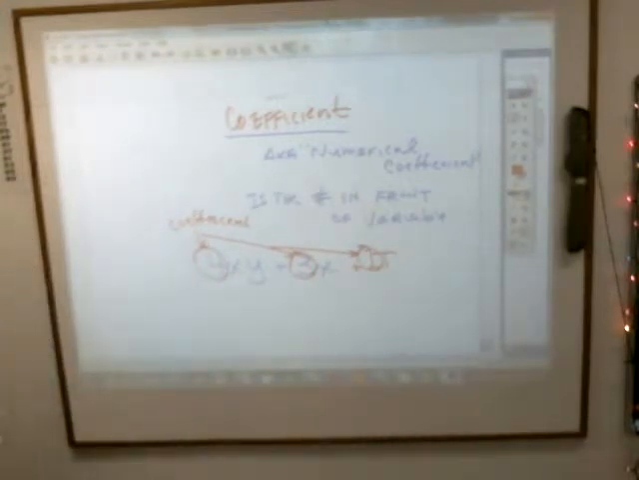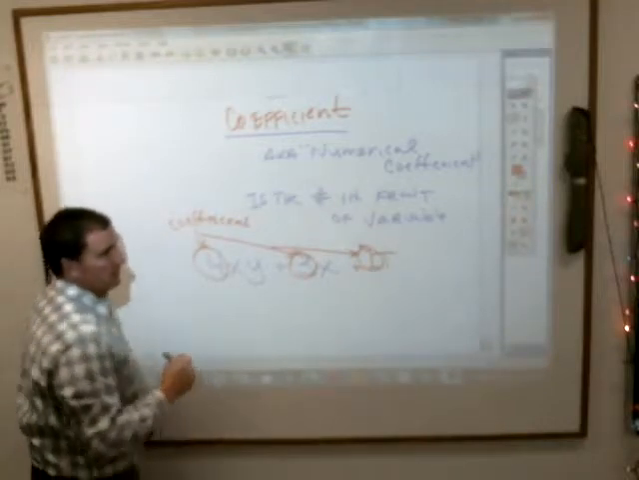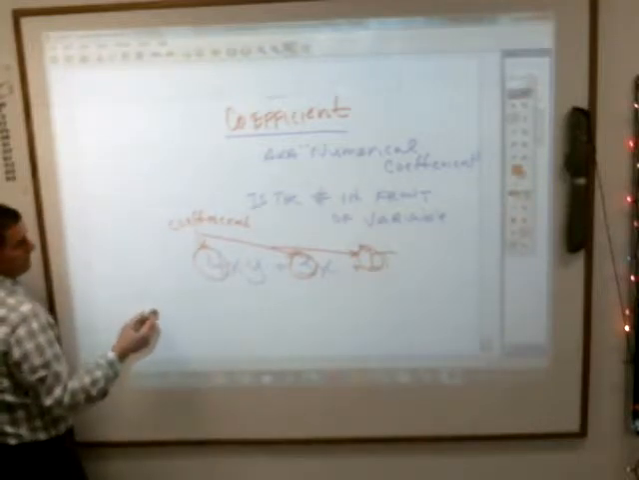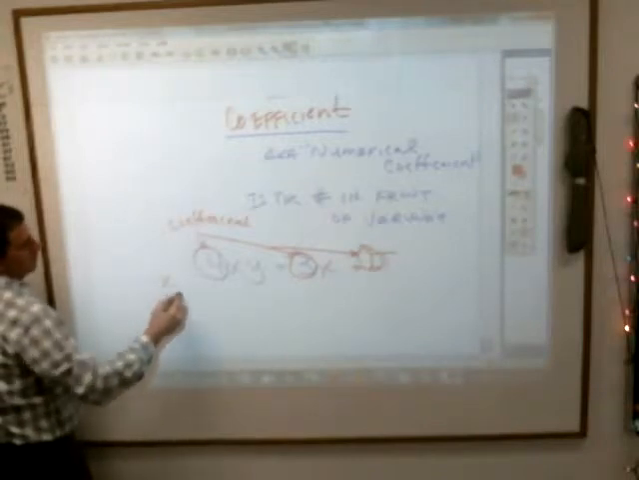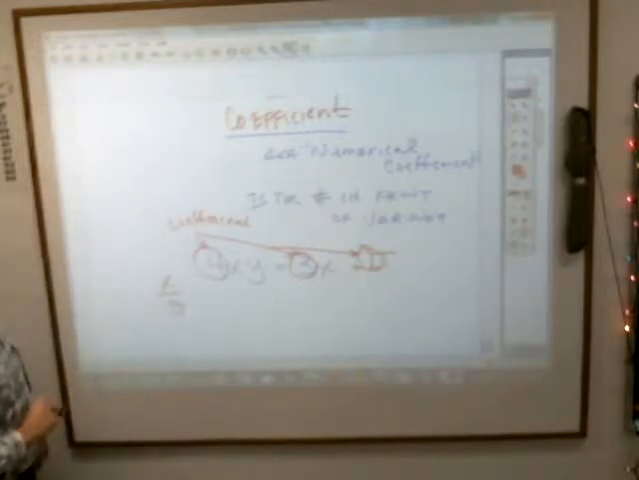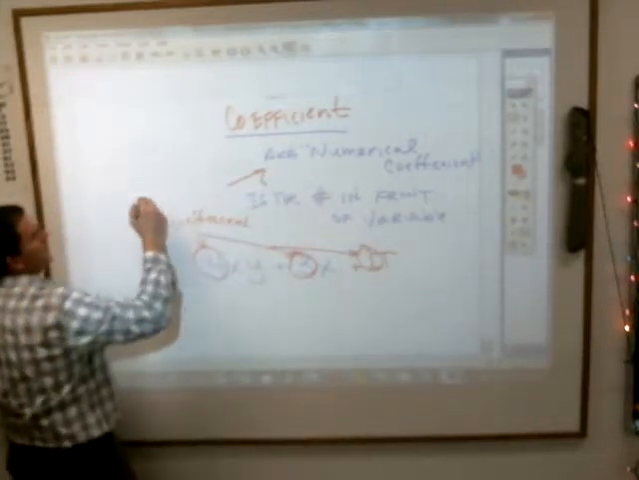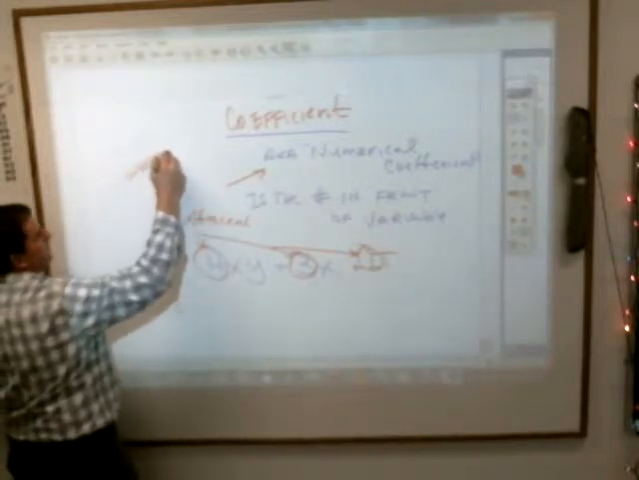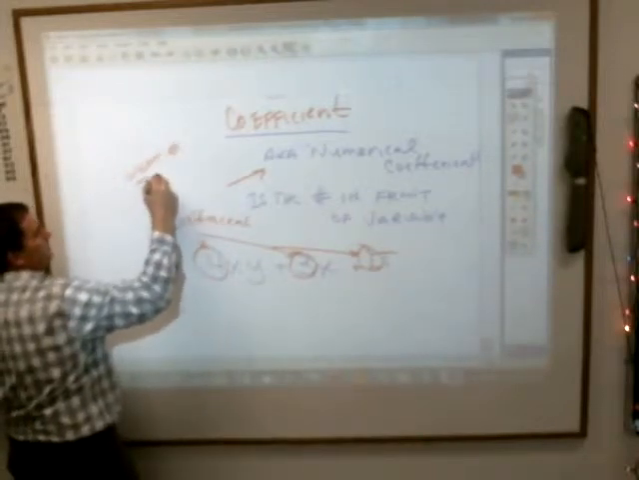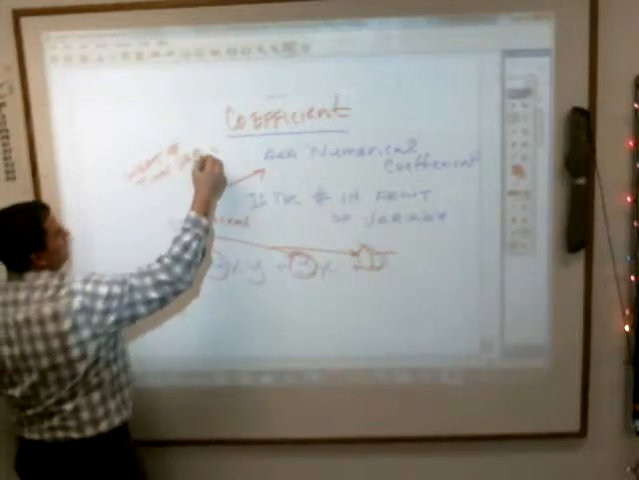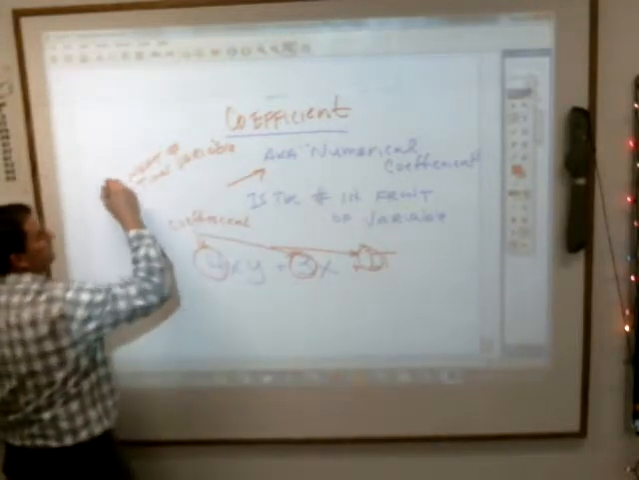Okay? Now, here it gets a little dicey when you look at something that looks like this. If you have x over 5, what is the numerical coefficient of that? If I asked you to write down the numerical coefficient, think about it like this. The numerical coefficient is what number times the variable. What number is getting multiplied times the variable?